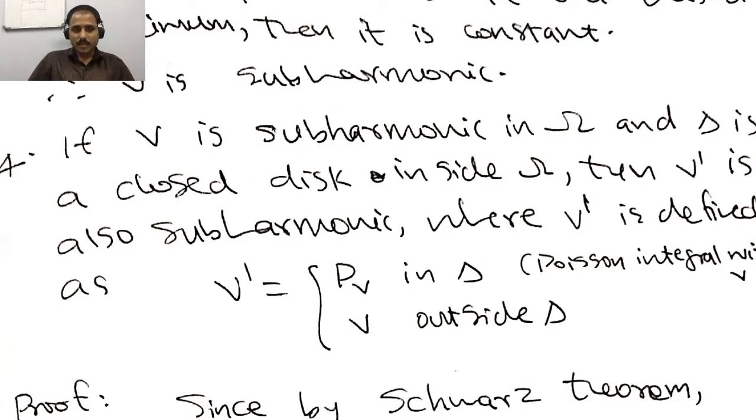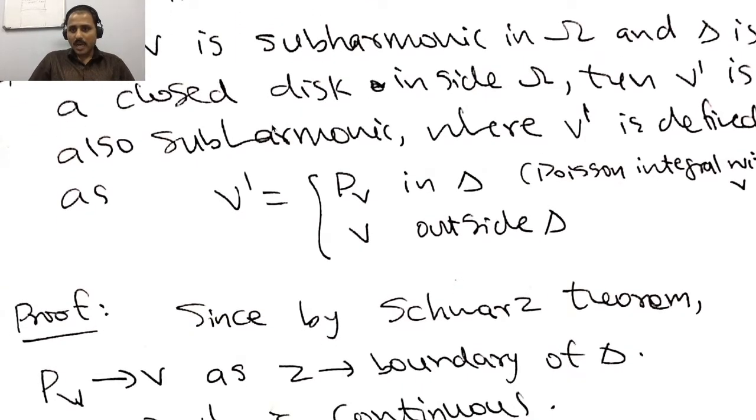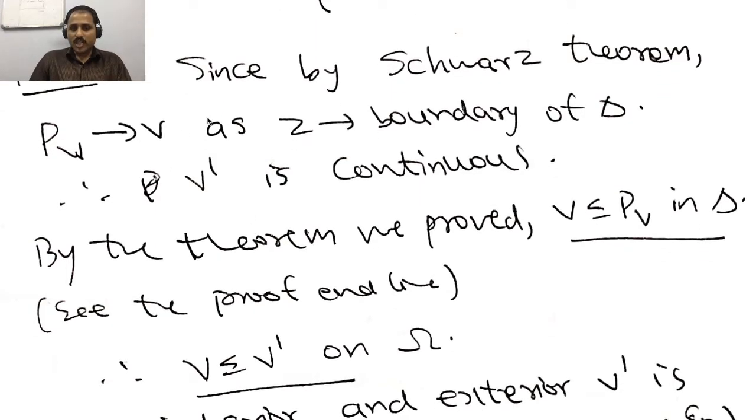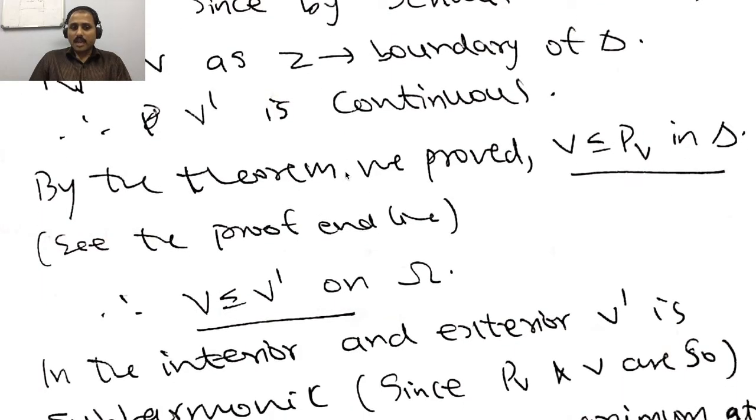and therefore it is subharmonic. Now v is subharmonic in omega, and delta is a closed disk inside omega. Then you define v prime as Pv inside delta, the Poisson integral with boundary values v, and v outside delta. Then this is subharmonic. This is a very important property. This is something we will use later. So by Schwarz's theorem, Pv tends to v as z tends to the boundary. So therefore v prime is continuous, and by the theorem we just now proved, v is less than or equal to Pv in delta.